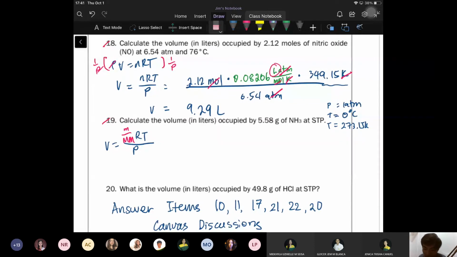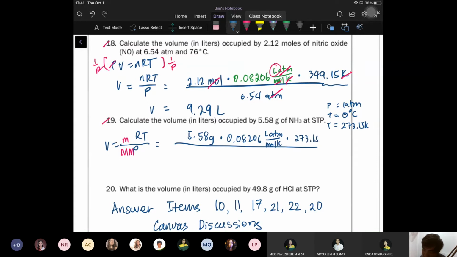So, okay. Rewrite ko lang yung equation. So, that will be mass, molar mass, times pressure. Okay, so ganun lang yung workaround. Then, we can plug in all the information that we have. Mass is 5.58 grams of ammonia. R is 0.08206 L atm per mole K. Temperature, that's 273.15 Kelvin.